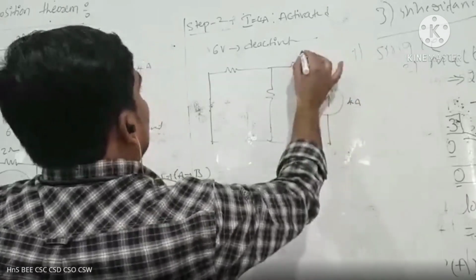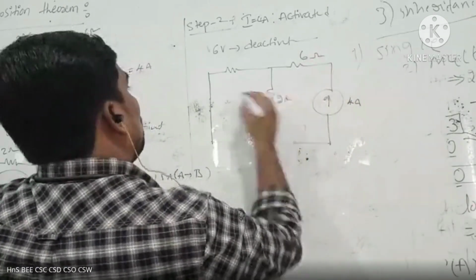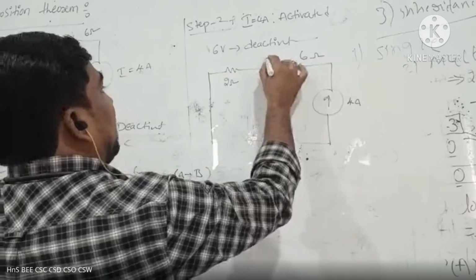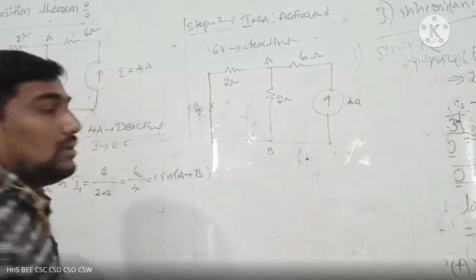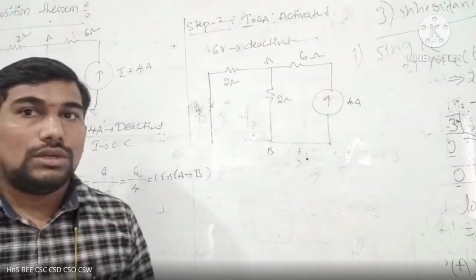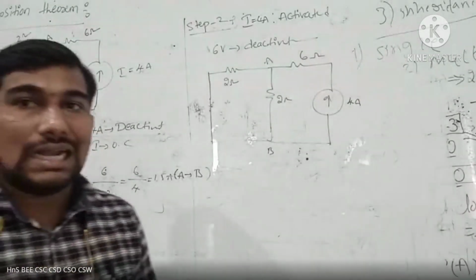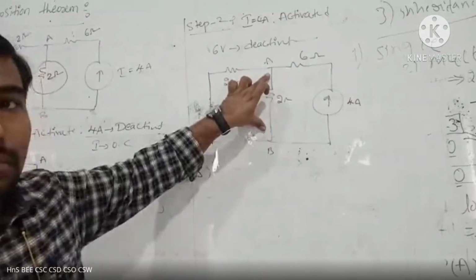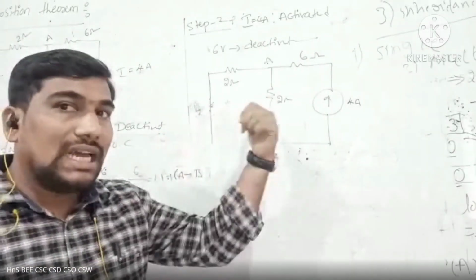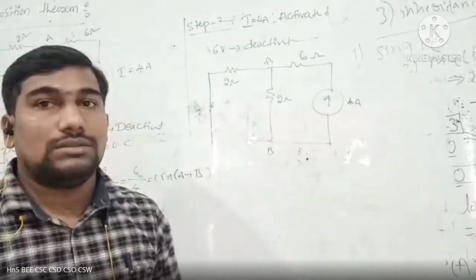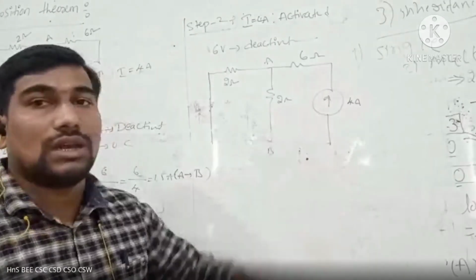Four amperes, 6 ohms, 2 ohms, and this is also 2 ohms. This is the A point and this is the B point. Okay. Now from step number 2, you have to find the current across the AB point by using maybe the CDR rule or Ohm's law. So tell me anyone, is this the CDR rule or Ohm's law?